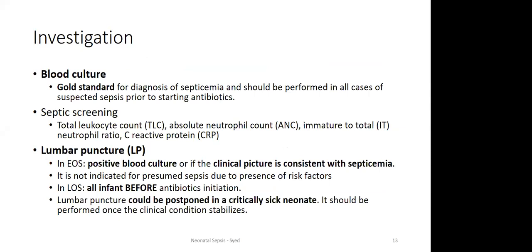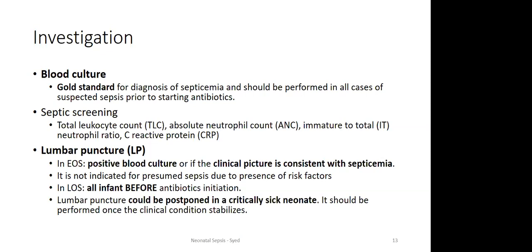So investigation: definitely blood culture, to identify the organism. And again, it's not almost always positive. In fact, blood culture in neonates only gives about 30% positive yield. Septic screening includes total leukocyte count, absolute neutrophil count, immature to total neutrophil ratio, and CRP. LP, usually we don't do LP in early onset sepsis. But in late onset sepsis, we need to consider LP in all infants with late onset sepsis.